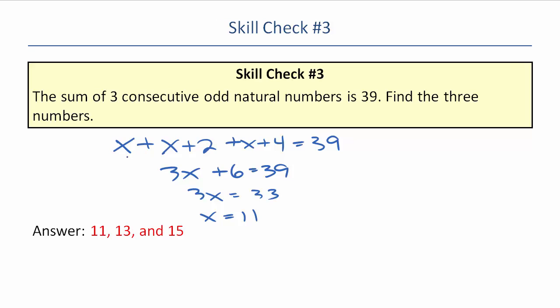And as I set it up, right, this was my first odd. The second number would be 11 plus 2, which is 13, and then 15.